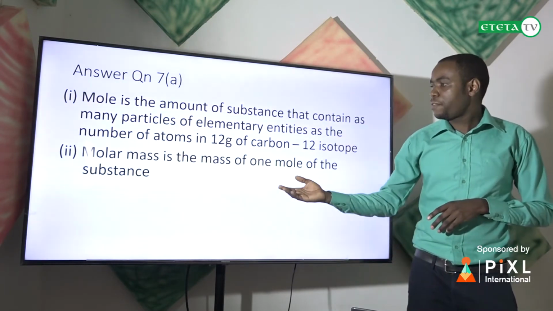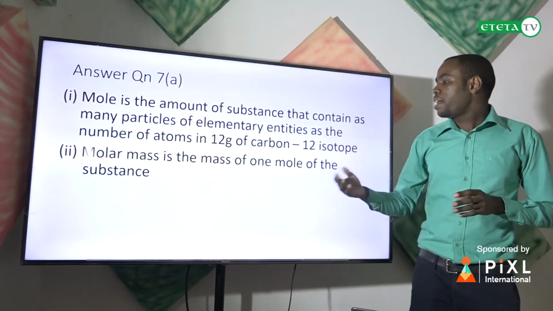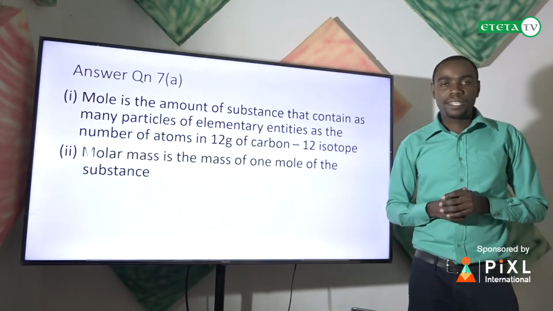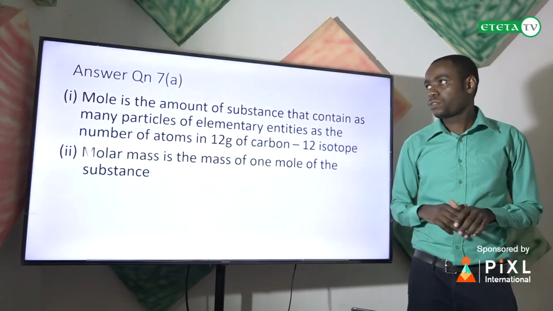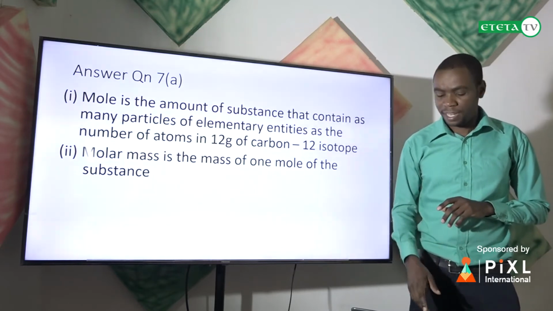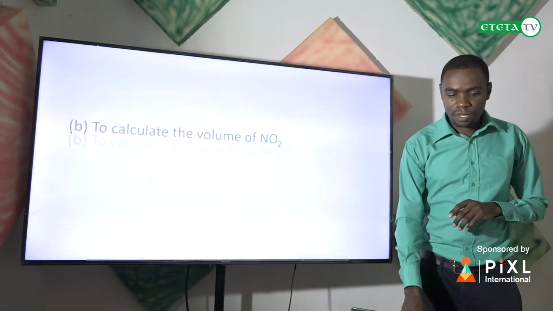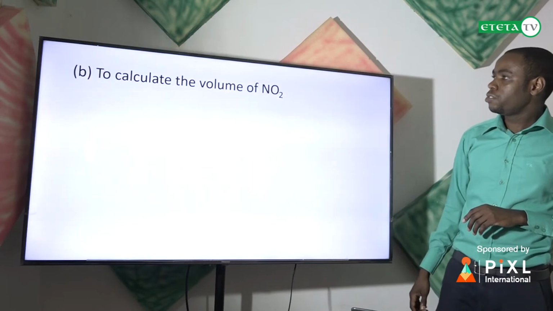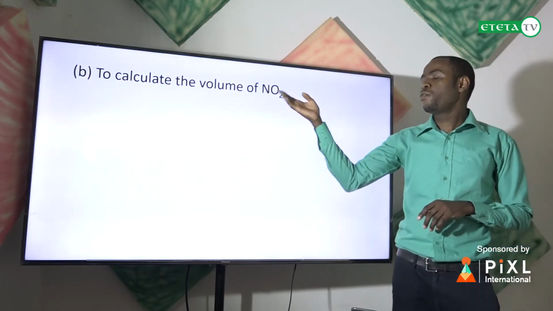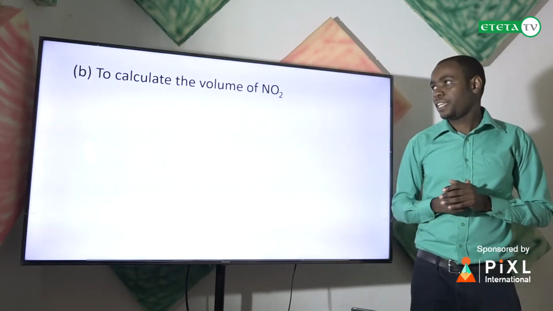And the molar mass can be defined as the mass of 1 mole of the substance. The mass of 1 mole of the substance. So this is question number 7A. Now, question number 7B. The question wants you to calculate the volume of nitrogen dioxide.